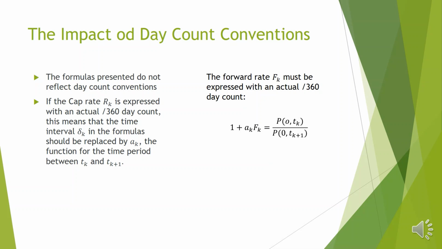Finally, we can talk about the day count conventions because they have some impact on this model. The formulas presented do not reflect the day count conventions. So, if the cap rate is expressed with an actual over 360 day count, this means that the time interval in the formulas should be replaced by the time period between Tk and Tk plus 1, that is Ak. So the forward rate should be expressed as follows with an actual over 360 day count.